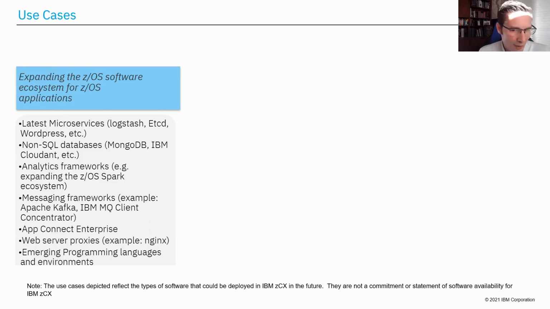What about messaging frameworks? I can now run the very popular messaging streaming technology Kafka natively, directly on zOS, side by side with my zOS application. Again, avoiding network hops. And the MQ client concentrator as well, to provide again some better availability and other functionality.